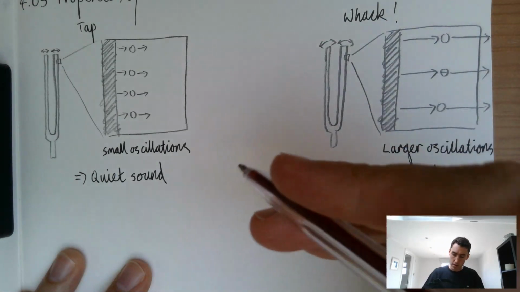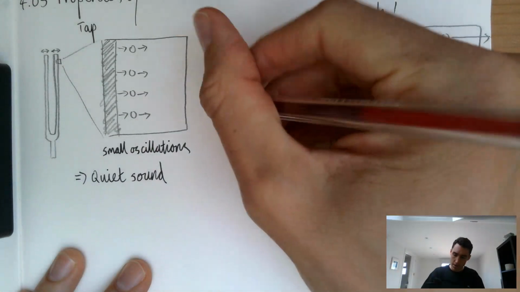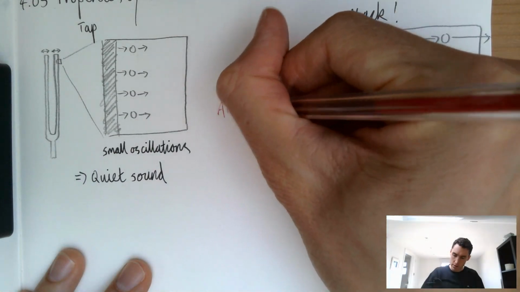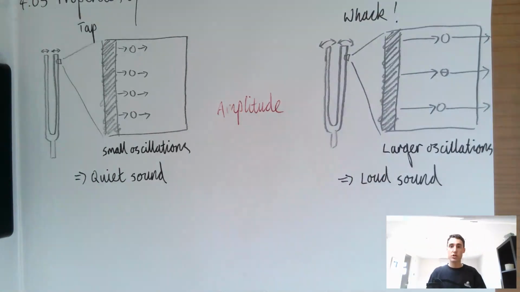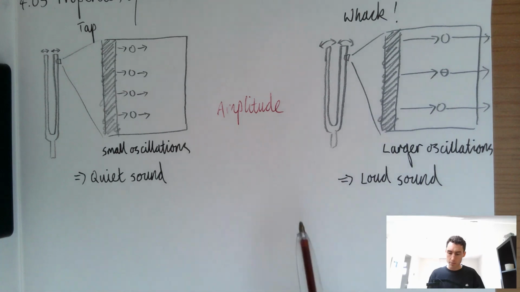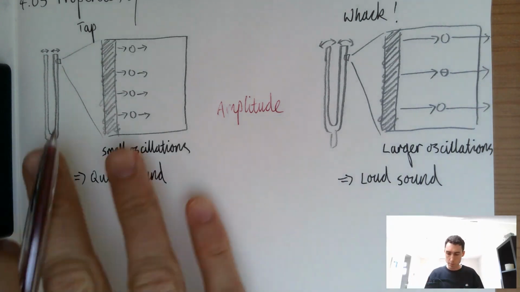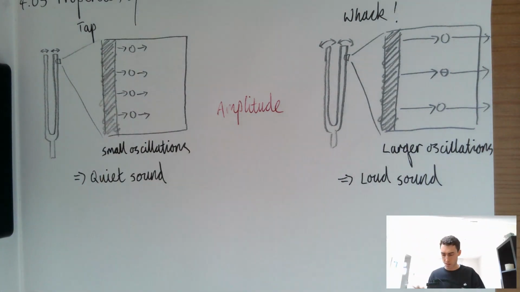I might even just write it here, amplitude. I'm going to write that word down, but I don't necessarily want to give students all the answers, because I want them to be thinking about the pictures when they come to do the deliberate practice task later.